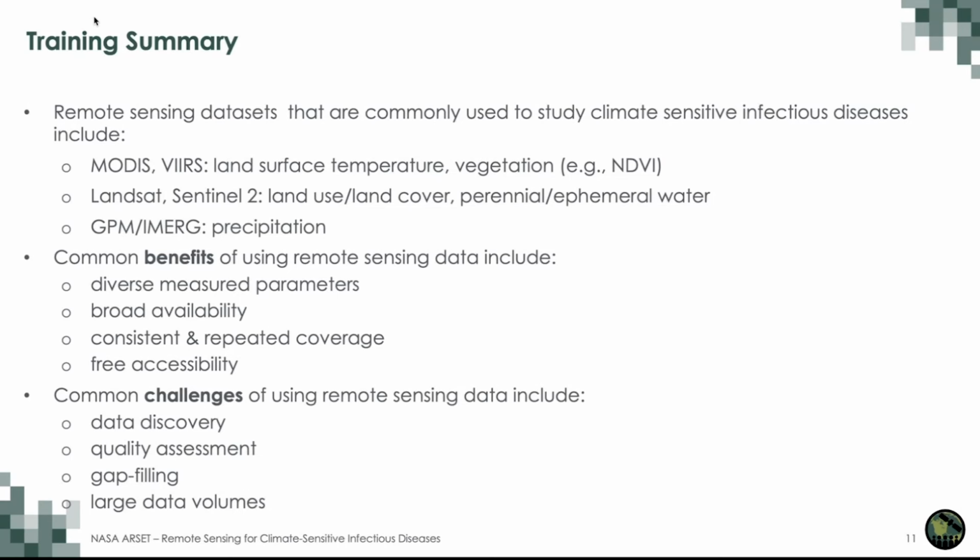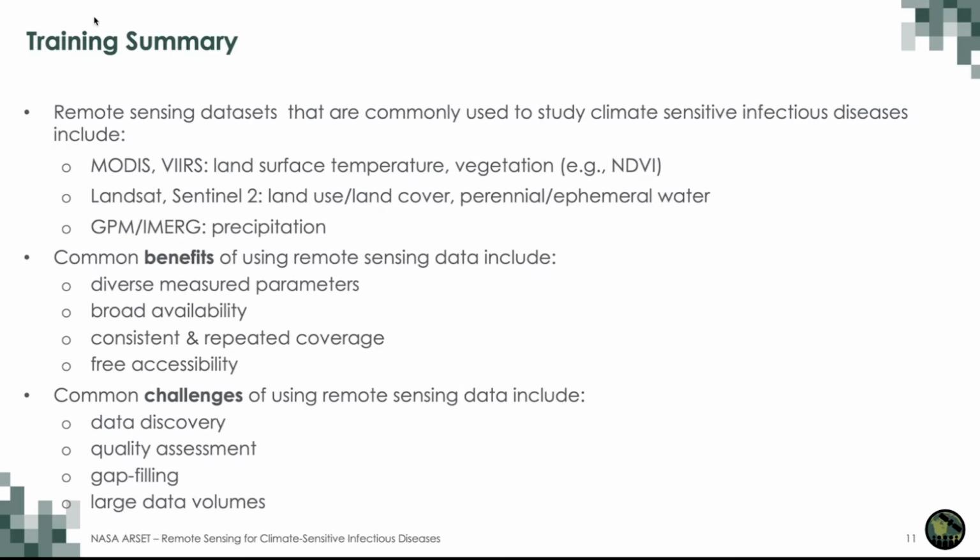So to summarize, at our 2-day training session, a number of things we learned over the 2 days is that remote sensing data sets that are commonly used to study climate-sensitive infectious diseases include data from MODIS and VIIRS with respect to land surface temperature and vegetation. We also have additional high-resolution data sets from Landsat and Sentinel, which give us an indication of land use, land cover change, or perennial and ephemeral water bodies. We also have precipitation data coming from GPM IMERG.